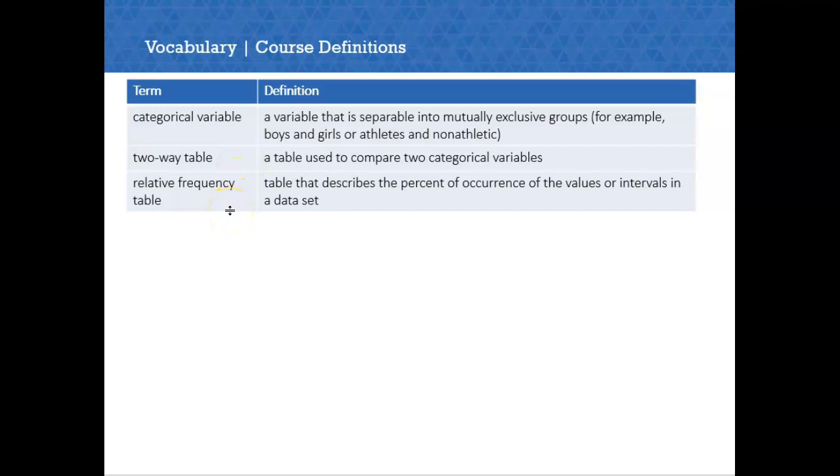And a relative frequency table is a table that describes the percent of occurrence of the values or intervals in a data set. So the frequency table deals with the percentages.